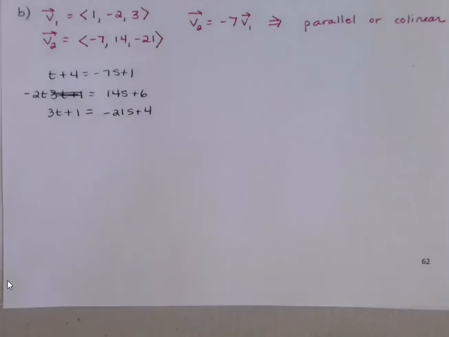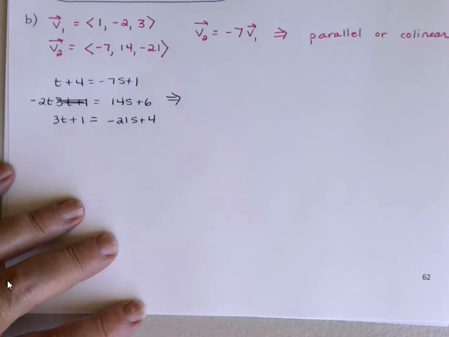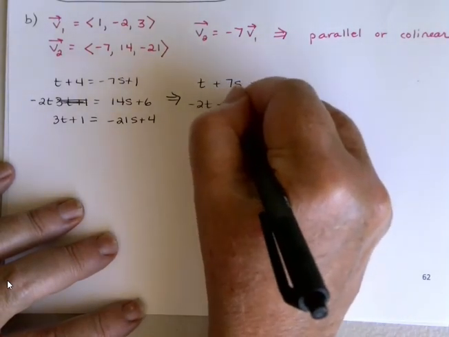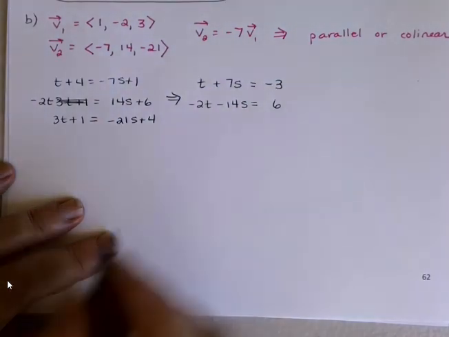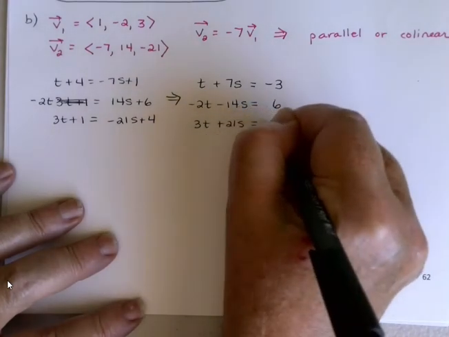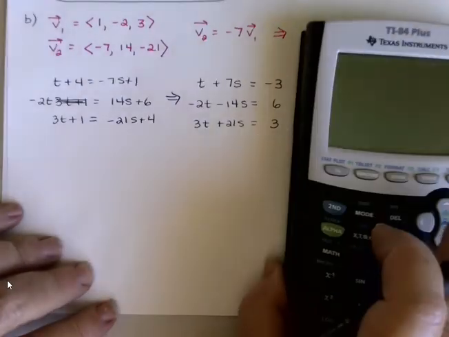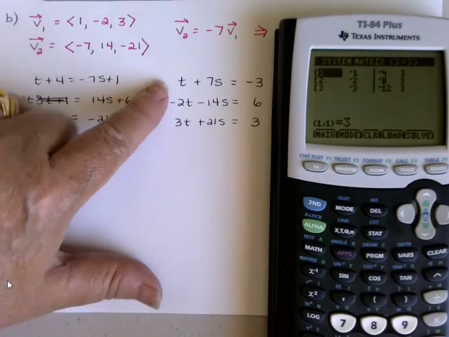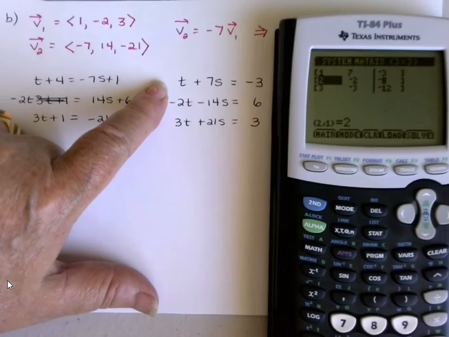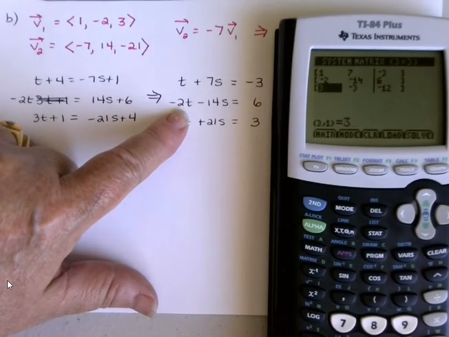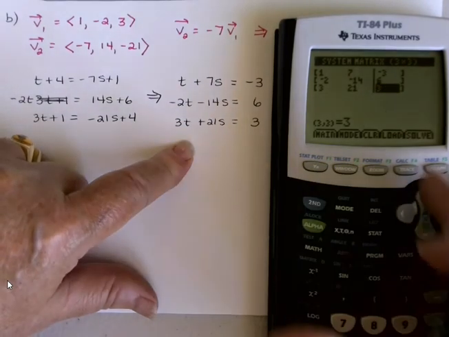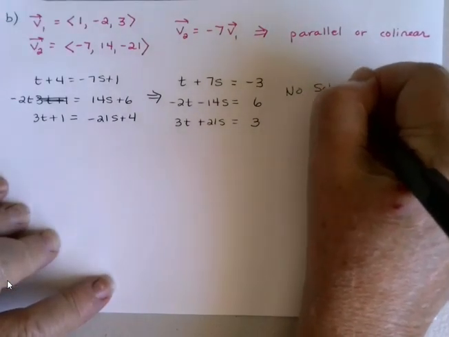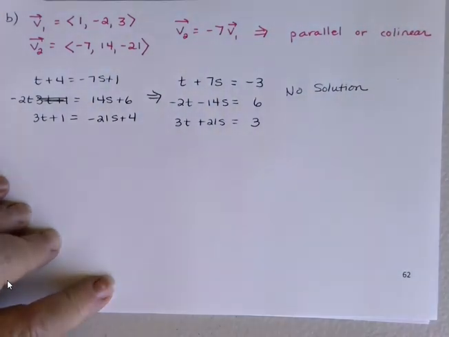All right, so same deal. We would like to see if there's an intersection point. So I'm going to rewrite this in its standard form. t plus 7s equals negative 3. Negative 2t minus 14s equals 6. And 3t plus 21s equals 3. Going back to my calculator here, I need to change the coefficients in my system: 1, 7, negative 3, negative 2, negative 14, 6, and 3, 21, 3. And this time I get no solution, which means the lines do not intersect at all. Therefore, they must be parallel.